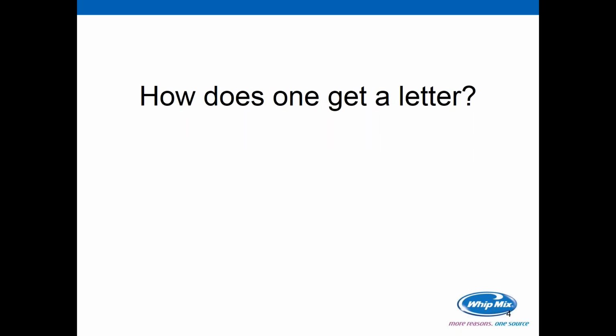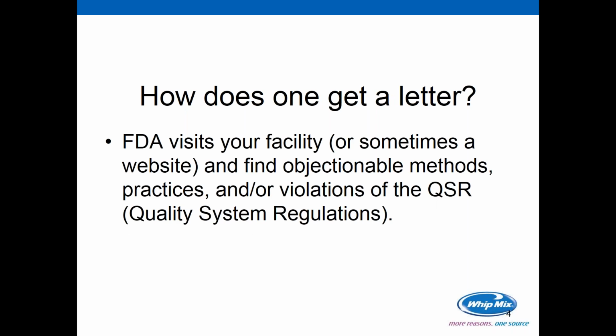So, just how does one get a letter? Well, the FDA visits your facility, or sometimes a website, and they find objectionable methods, practices, or violations of the QSR. I would just like to say that there are many inspections that occur, and just because you have an inspection doesn't mean that you're going to get a warning letter. But that is an avenue by which a warning letter can come about.